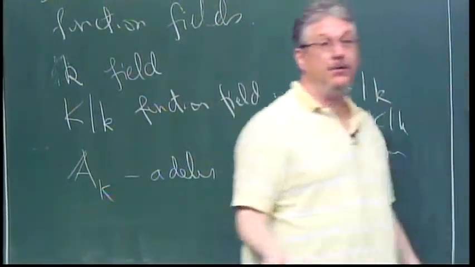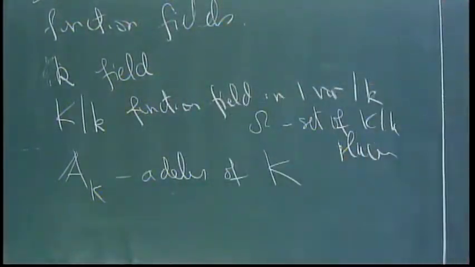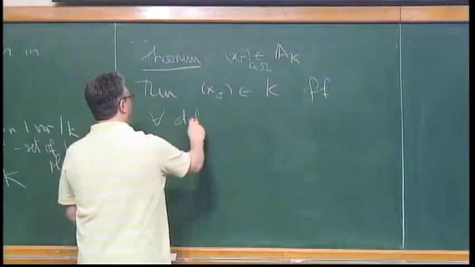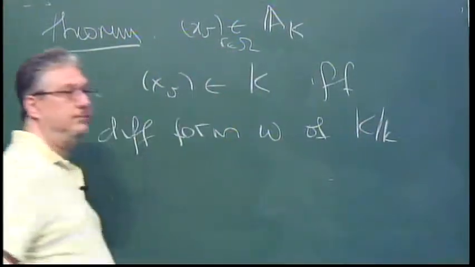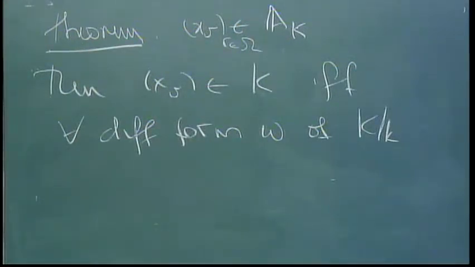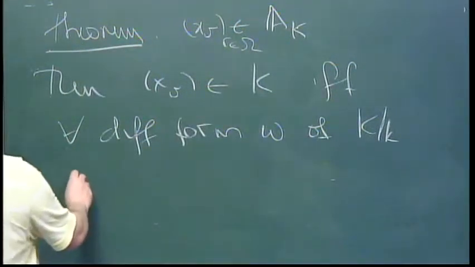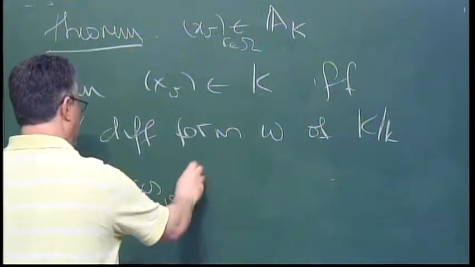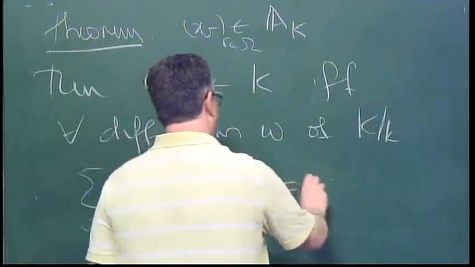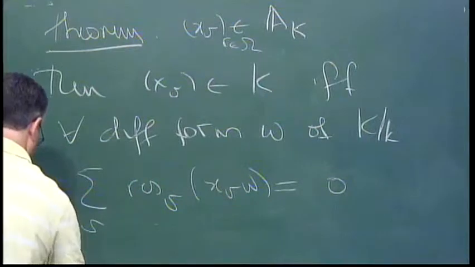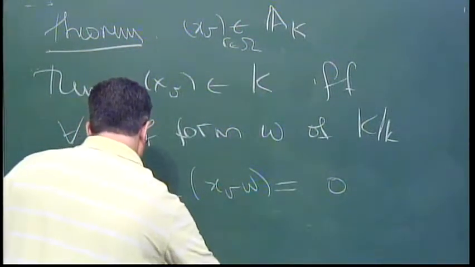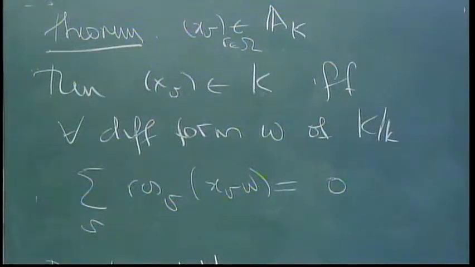This adele is an element of K if and only if for all differential forms omega of K, so elements of the differentials of K over K, the sum of residues is 0. So this is just Riemann-Roch, Serre duality. Okay, so this is a local-global principle for distinguishing when an adele is global.